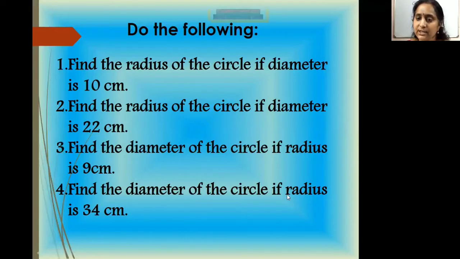Children, did you understand how to find the radius if the diameter is given and how to find the diameter if the radius is given? So now do the following problems. Find the radius of the circle if the diameter is 10 centimeters. Find the radius of the circle if the diameter is 22 centimeters. Now find the diameter if the radius is 9 centimeters, and find the diameter of the circle if the radius is 34 centimeters. Do the problem.